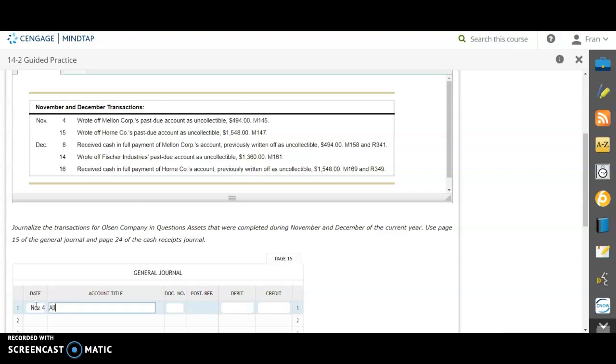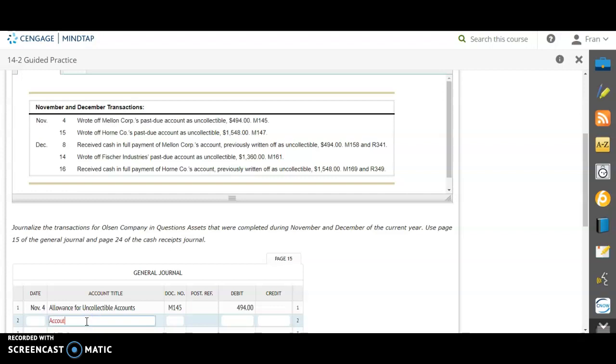All right. So, of course, we know we have to do November 4th as a date. And so our allowance for uncollectible accounts. And this is called the direct write-off method, where we write them off in 145. And the amount is $494. That's how, when we write them off as they come in. Okay? And so this is going to go under accounts receivable.